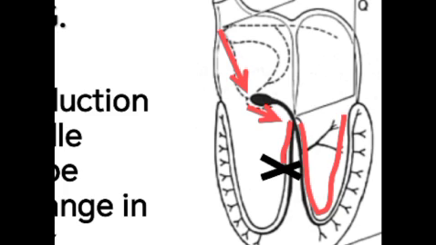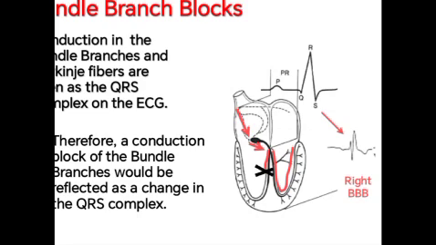So the activity comes from the left to the right, and any lead that faces the right will be positive. And you see here why the QRS complex in right bundle branch block in leads V1 and V2 will take the shape called the M shape. Here it is V1, and it takes this shape, the M shape. This is the right bundle branch block.